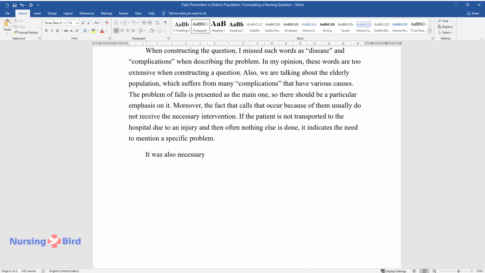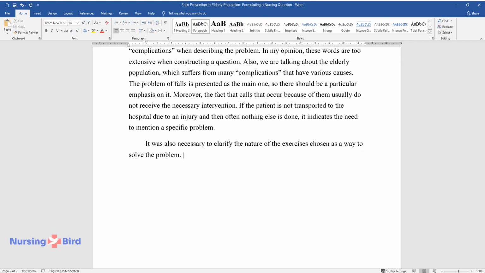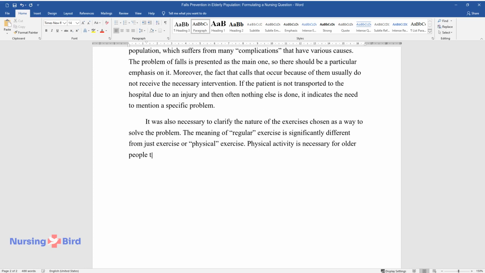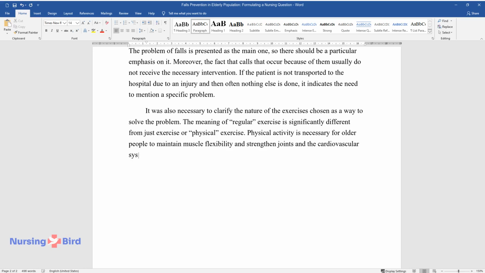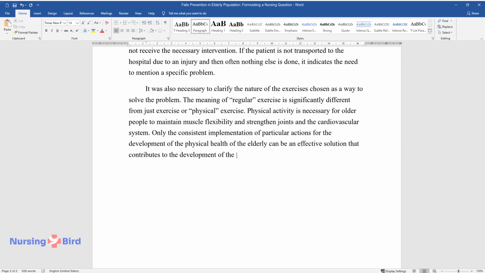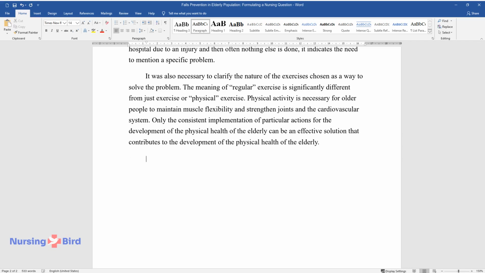It was also necessary to clarify the nature of the exercises chosen as a way to solve the problem. The meaning of regular exercise is significantly different from just exercise or physical exercise. Physical activity is necessary for older people to maintain muscle flexibility and strengthen joints and the cardiovascular system. Only the consistent implementation of particular actions for the development of the physical health of the elderly can be an effective solution that contributes to the development of the physical health of the elderly.